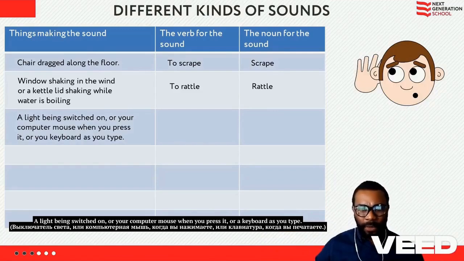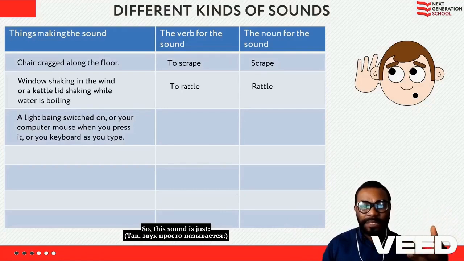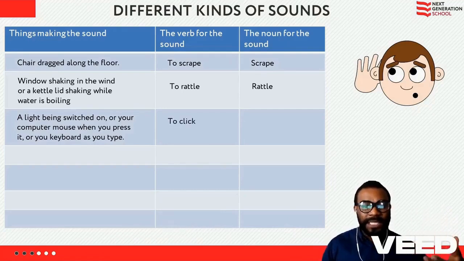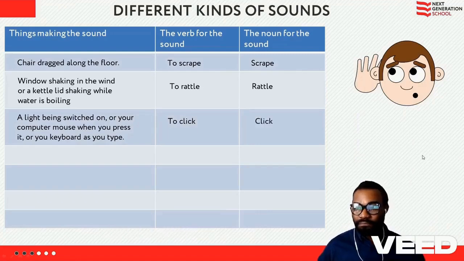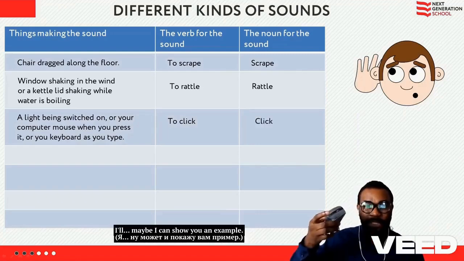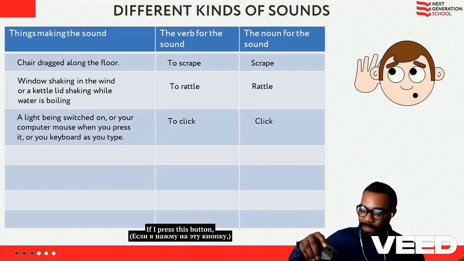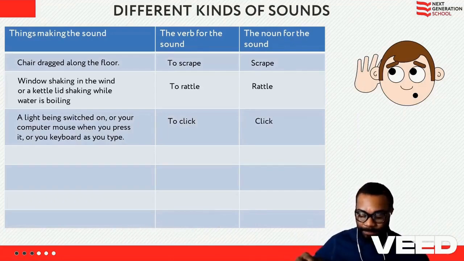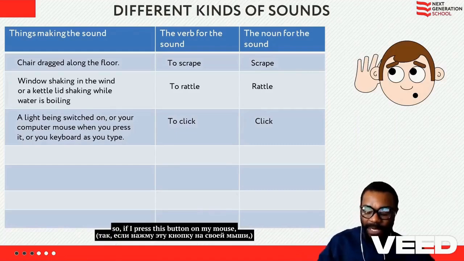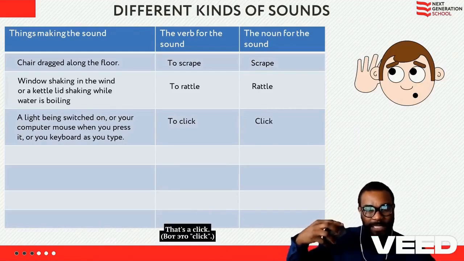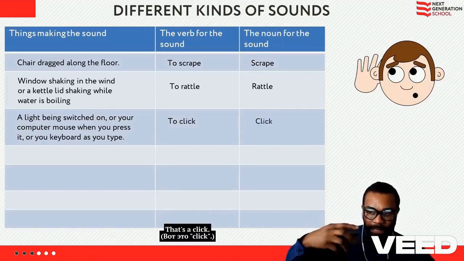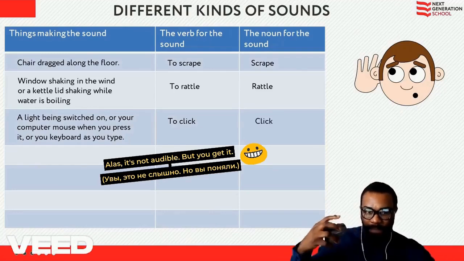The next one, a light being switched on, or your computer mouse, when you press it, or your keyboard as you type. So this sound is just to click. And of course the noun is click. So I can show you one example. If I press this button on my mouse, that's a click. Click, click, click. Right.